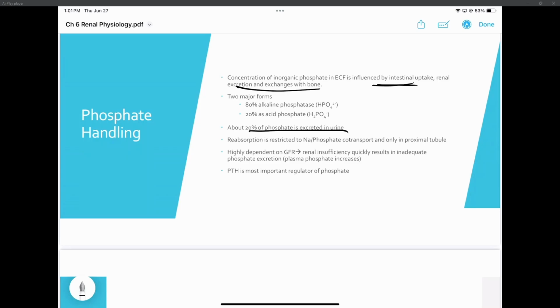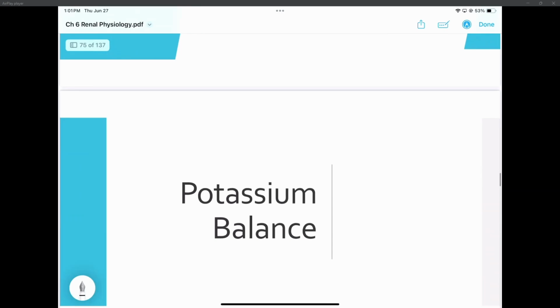Only 20% is actually going into the urine. We reabsorb most of it through this sodium-phosphate co-transport, and it's only in the proximal tubule that this occurs. Very dependent on GFR, as all things are, because if you have a good perfusion of blood going into the filtrate, then you can filter more things. When GFR goes down, you can't filter as much anymore, and those concentrations start going up. PTH is the most important regulator of phosphate, and we'll get into that a lot more when we get to endo, when we start talking about those hormones.